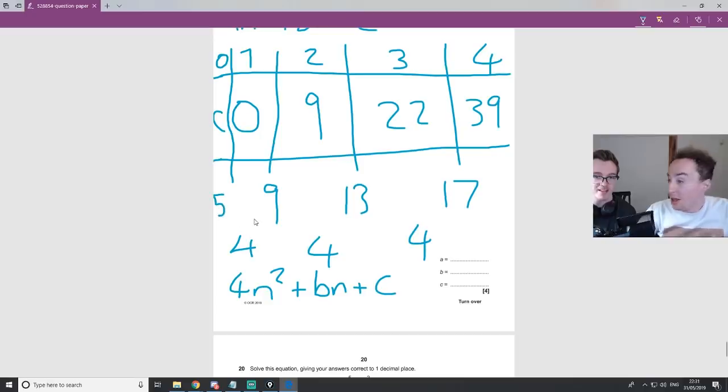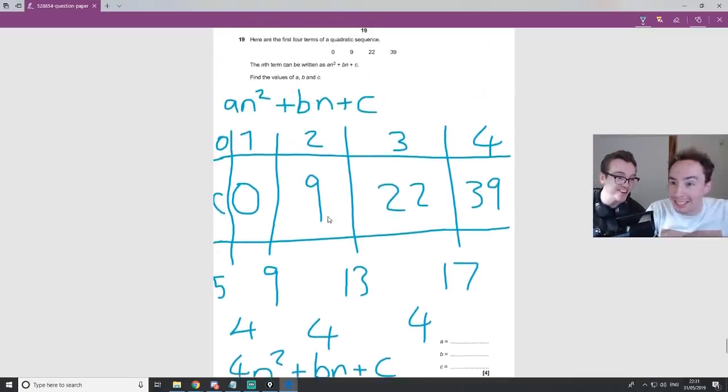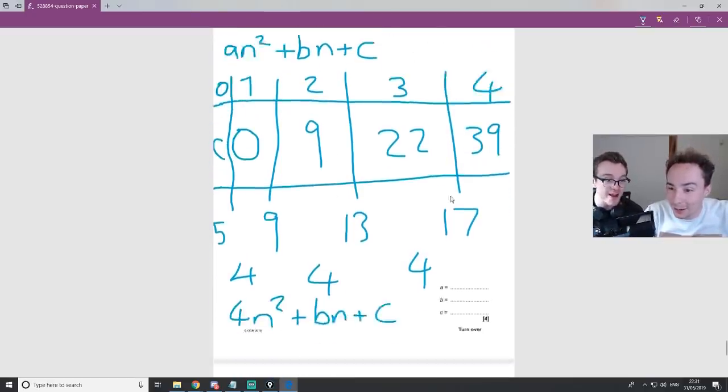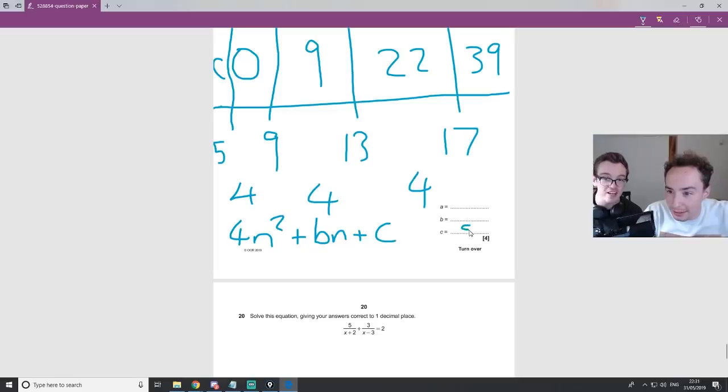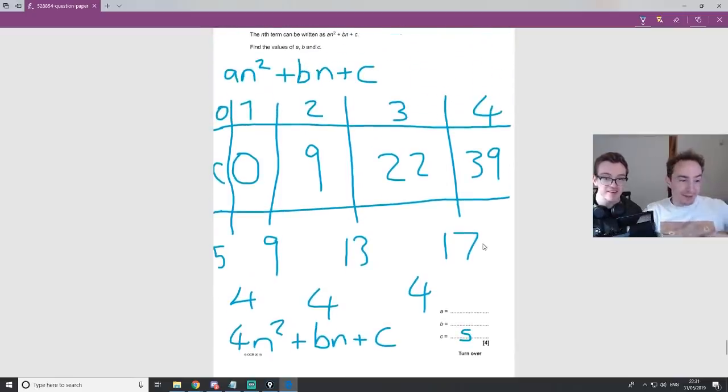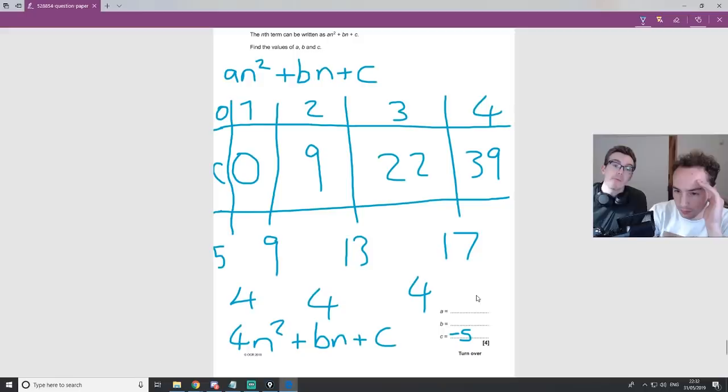Wow. I've fucking got a huge brain. We're starting to make progress. I got a fucking huge brain, dude. Big plays. All right, here we go. So that's minus 5. So the difference between the first and the zeroth term is 5. And because the first term is 0, the zeroth term is minus 5. So C is minus 5. What?